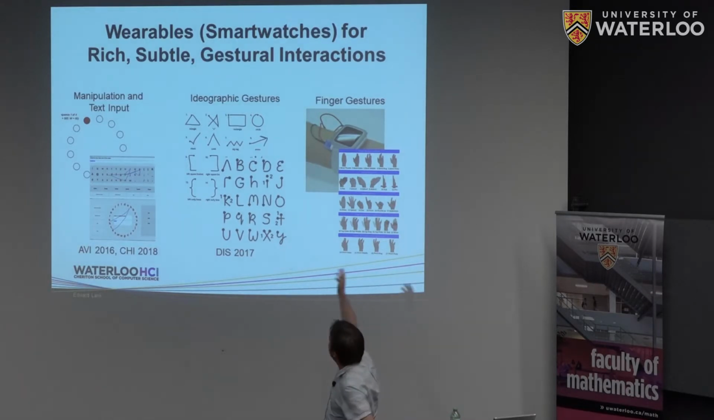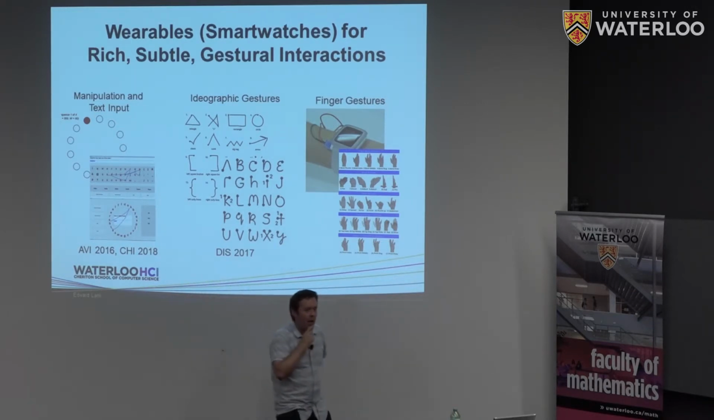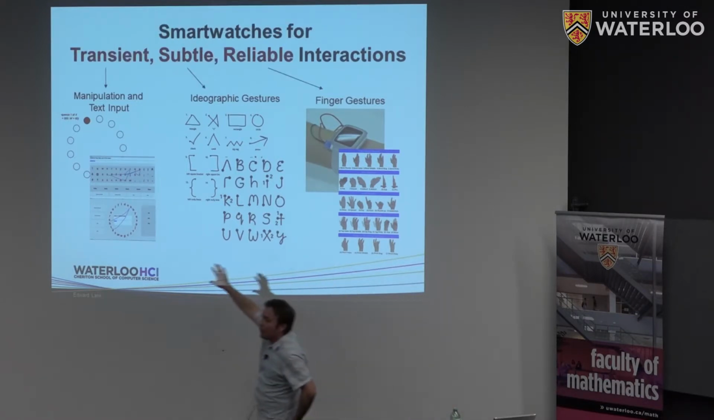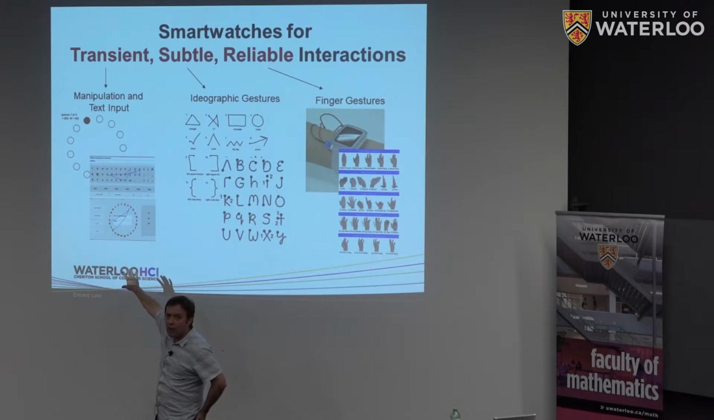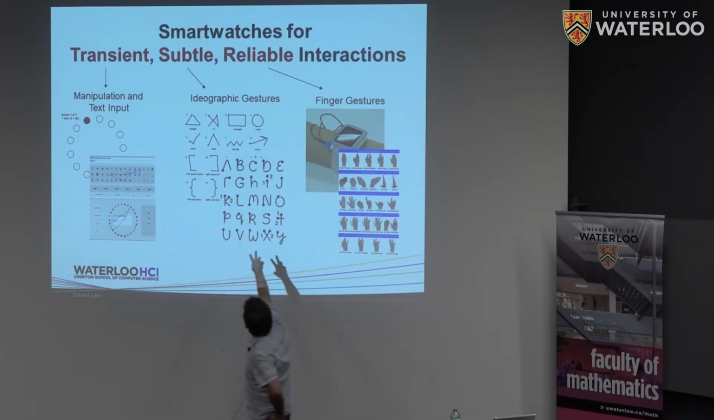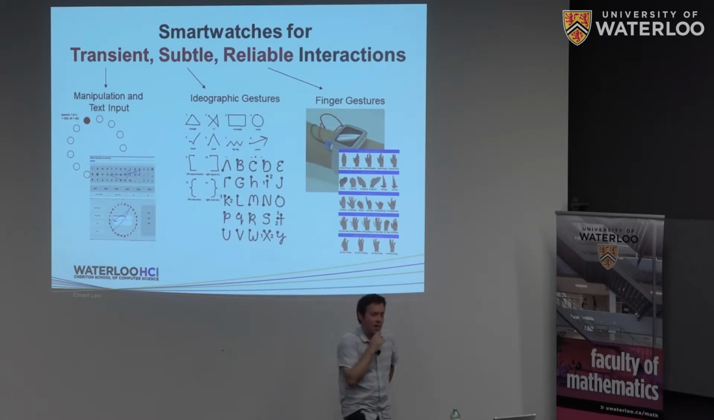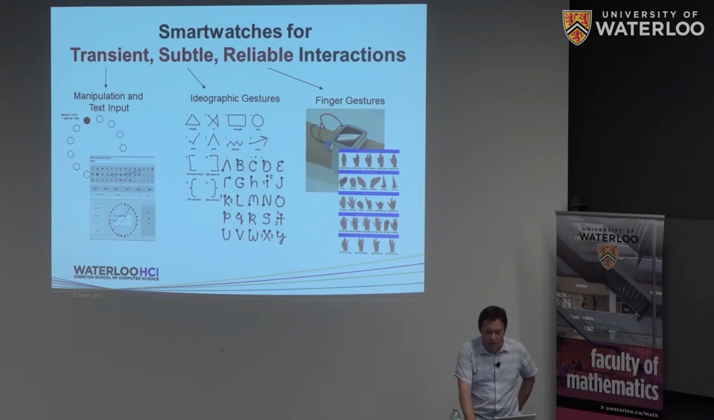So: smartwatches for rich, subtle gestural interactions. I'm really going to talk about a series of projects, but grouped in three ways. The three groupings are about transient, rapid and quick interactions that you can do in everyday life, subtle interactions, and some work that we've done on reliability of gestural input, time permitting, in terms of steps that we've taken to realize some of the aspects of theory that I've talked about.